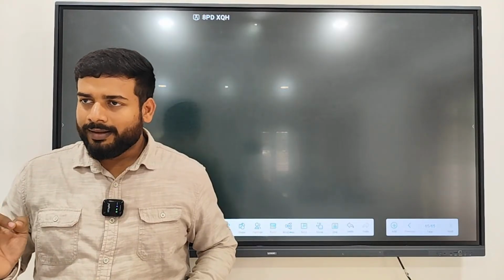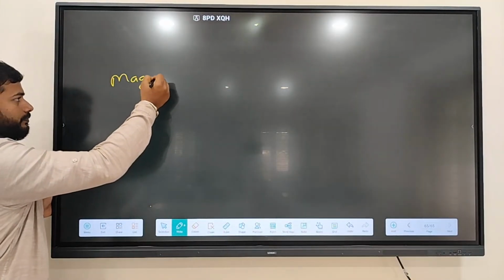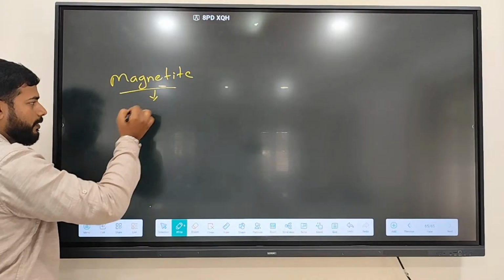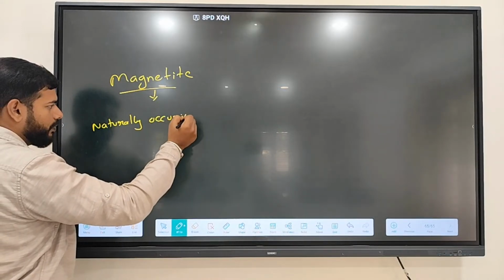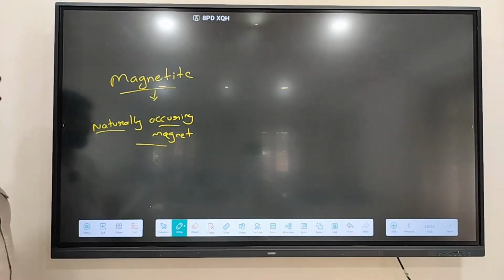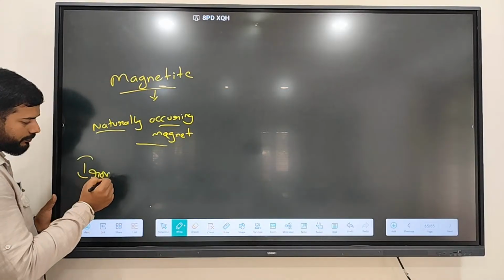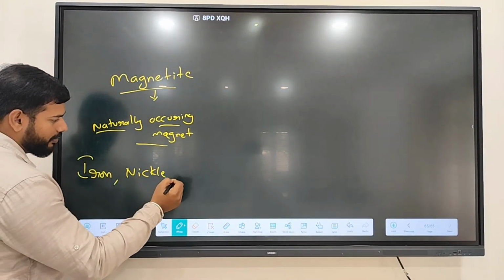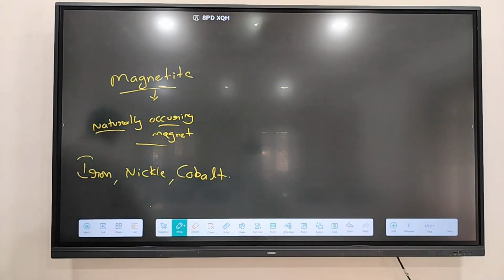Magnetite, the ore of iron. Magnetite is a naturally occurring magnet. Naturally occurring magnet, magnetite. Then we can create artificial magnets with the help of iron, nickel, cobalt. By using iron, nickel, cobalt, we can create artificial magnets.